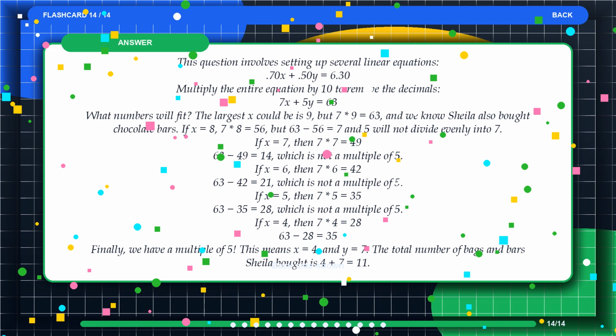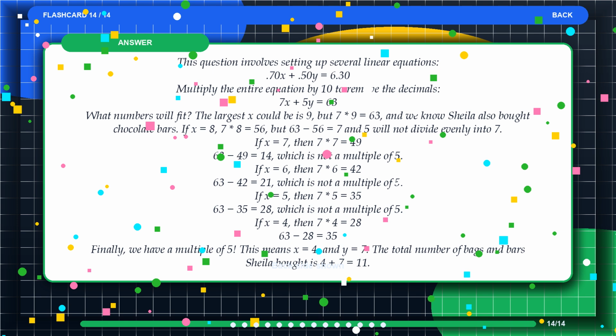The answer is: this question involves setting up a linear equation. Set 0.7x plus 0.5y equals 6.3. Multiply the entire equation by 10 to remove the decimals: 7x plus 5y equals 63. What numbers will fit? The largest x could be is 9, but 7 times 9 equals 63, and we know Sheila also bought chocolate bars.